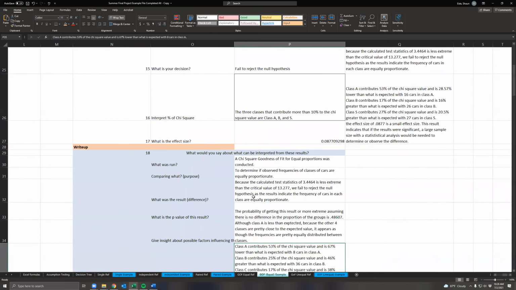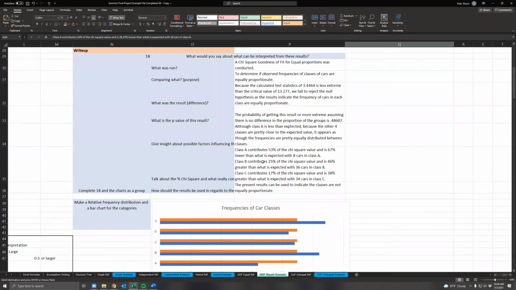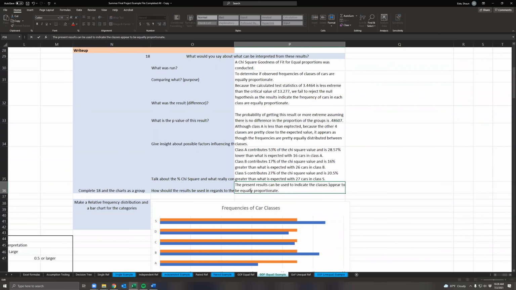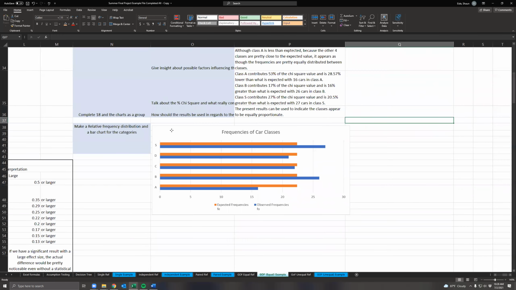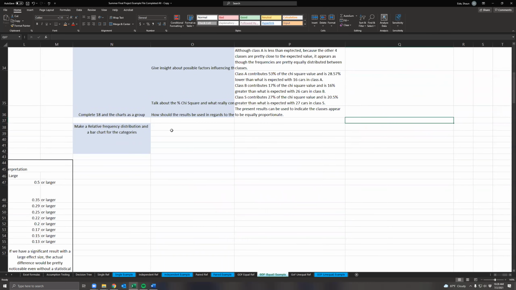Next, talk about the chi-squared and what really happens. So we're just going to copy and paste this, Control C. Okay. And then how should the results be used? The present results indicate that the classes appear to be equally proportionate. And yeah.